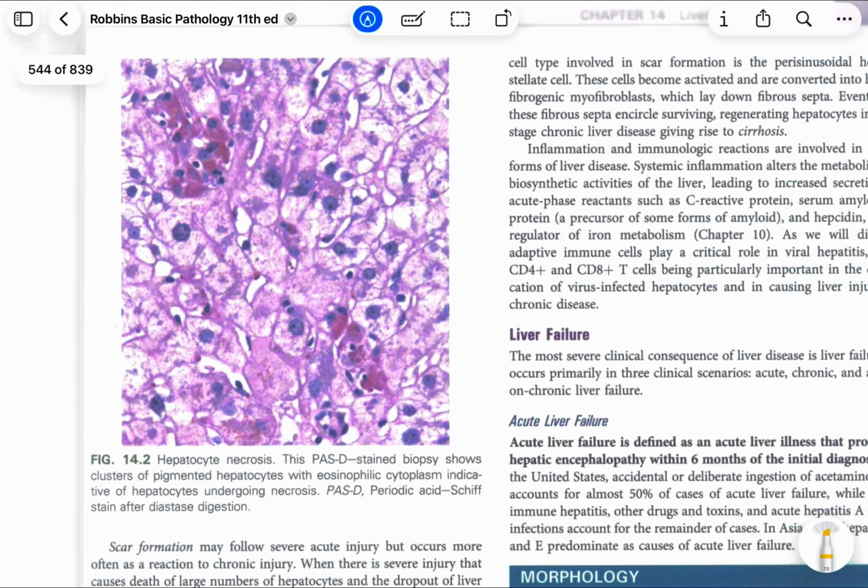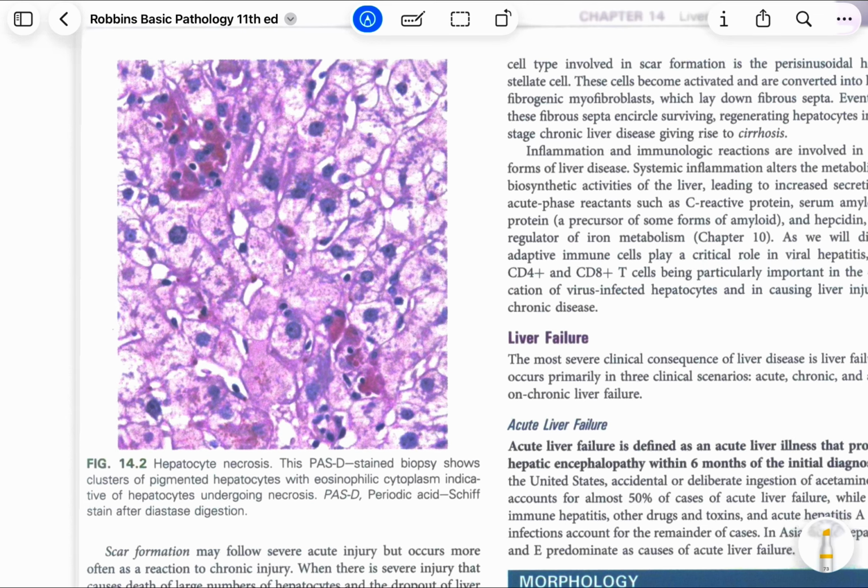In this photomicrograph we can see hepatocyte necrosis. This stain is periodic acid Schiff, PAS-D stain. This biopsy shows clusters of pigmented hepatocytes with eosinophilic cytoplasm. So these indicate what? Hepatocytes undergoing necrosis.